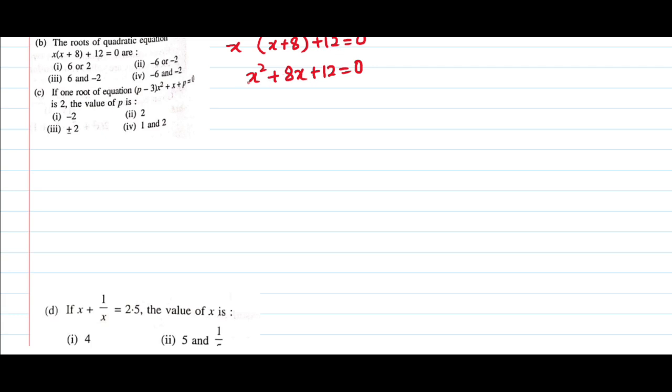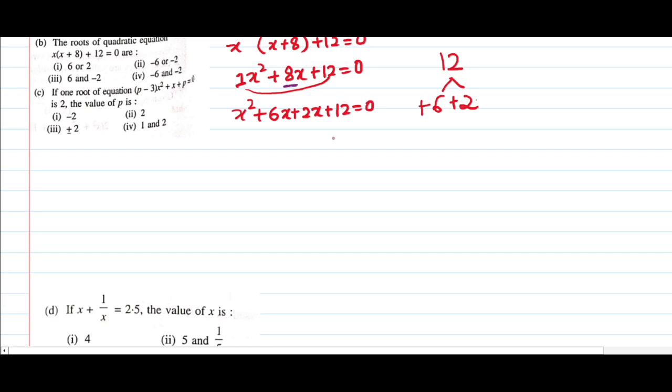So how to find the roots of this equation? It is not having any coefficient, means its coefficient is 1. So 12 into 1 is 12. We will write here 12. Then we have to add or subtract in order to get this 8x, in order to get this 8. Right? So how will we get 12? 6 twos are 12, and if we add plus 6 and plus 2, we will get 8, right? So we will write x square plus 6x plus 2x plus 12 is equal to 0.